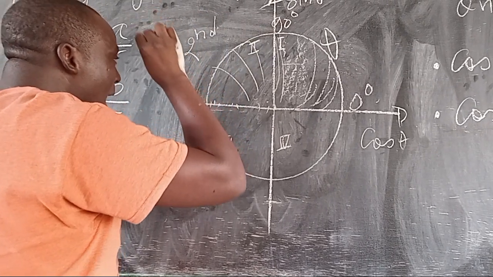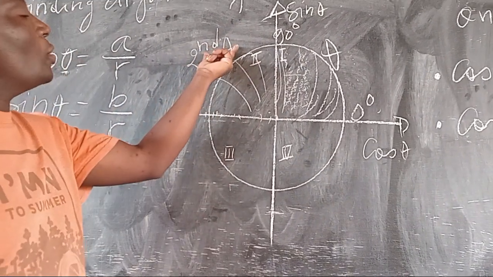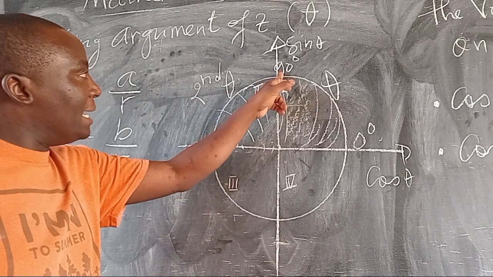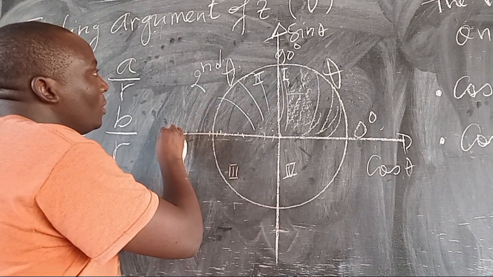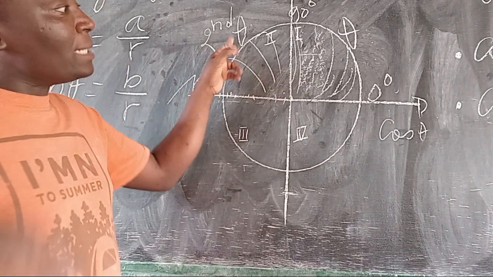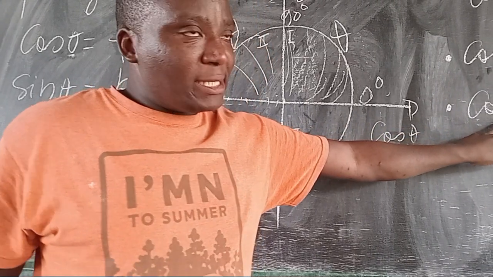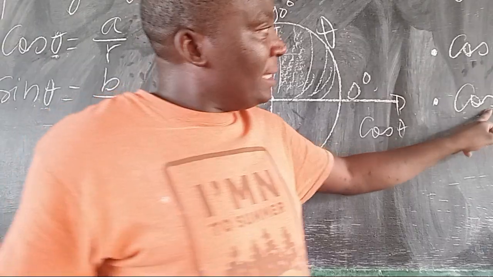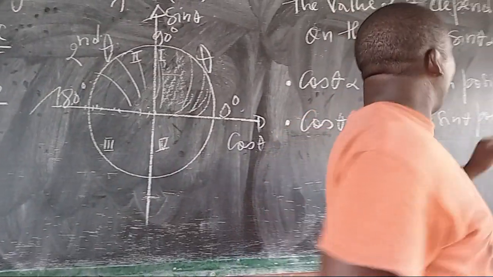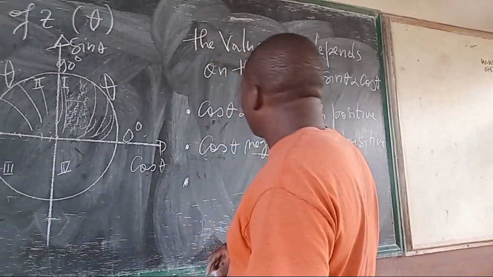Here, your argument must be located in the second quadrant, from 90 degrees until 180 degrees, if the result of cosine theta must be negative, and the result of sine theta again should be positive. Then again there is the third case.